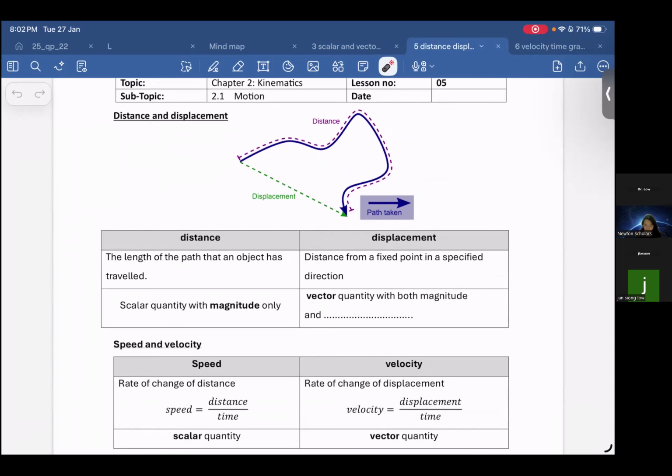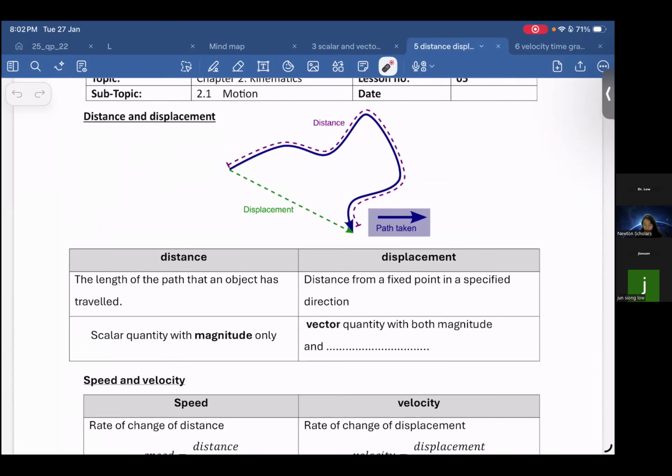Here, distance and displacement, what is the difference? In year 10, we already learned this. Distance is the total path. I don't care how you move, you just tell me your total path. For example, the total path that I move is 10 kilometers. I'm walking from here, go. I just count the total path that you travel.